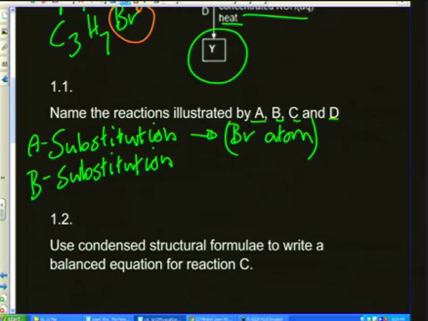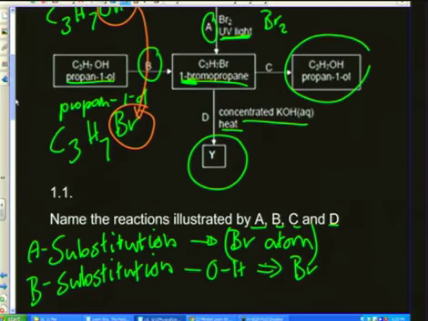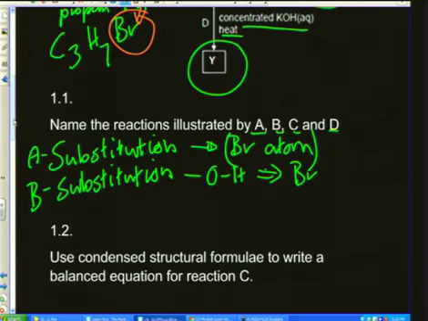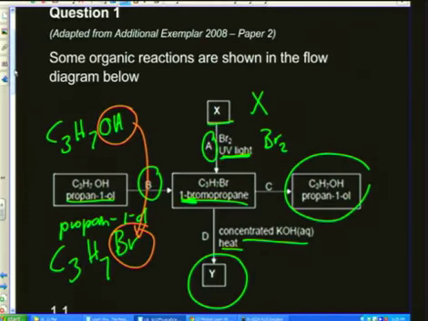What did we substitute? We removed the OH, and we changed it for a Br, just so that you can identify what's happened at that point. But now, we're not writing the chemistry there, so please don't get upset when I've said Br. Br can't be on its own.